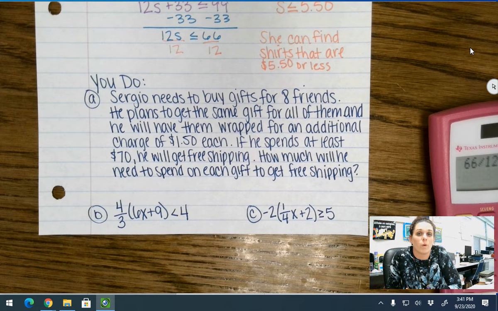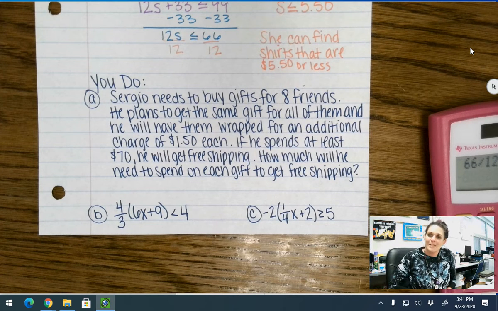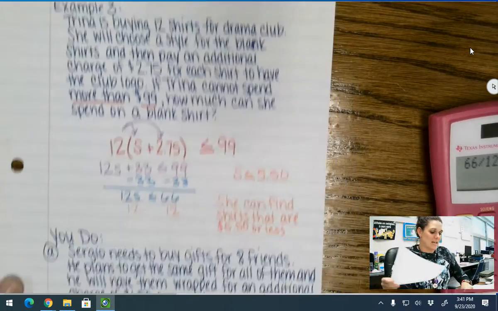All right, so we have 4/3 times the quantity of 6x plus 9 is less than 4. And we have -2 times the quantity of 1/4 x plus 2 is greater than 5. All right, so go ahead, write those down, try them out, and let's see what you get. All right, so let's go ahead and see how you did.